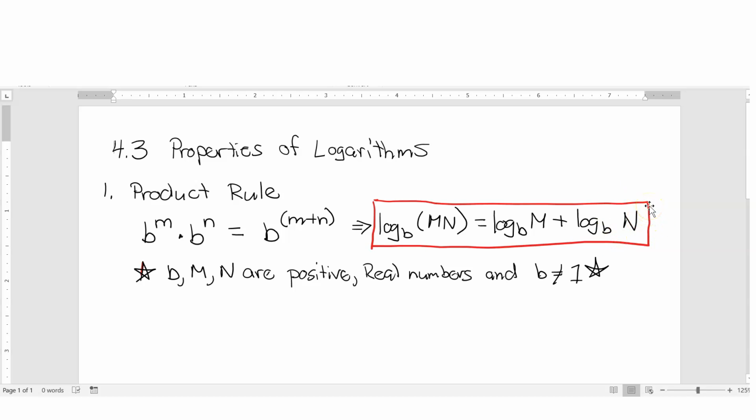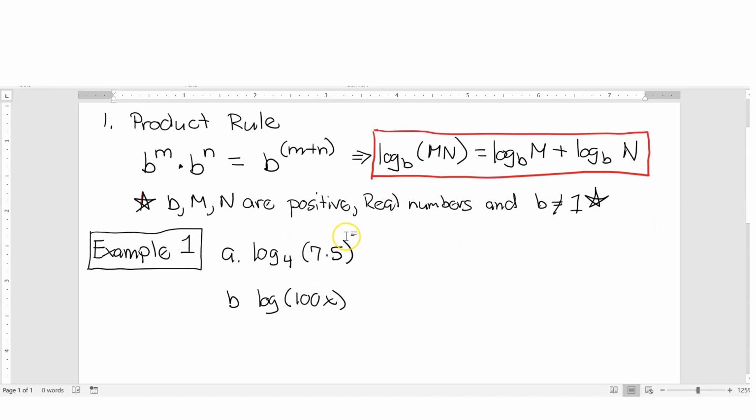Now let's look at example 1. On example 1, on page 493 of your textbook, we have this expression, log to the base 4 of 7 times 5. So 7 is really our value capital M in our rule here, and 5 is capital N here. So we'll just now decompose this expression into the sum of the individual logarithms. So it'll be log to the base 4 of 7 plus log to the base 4 of 5.